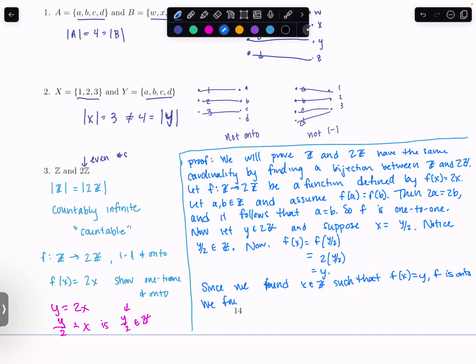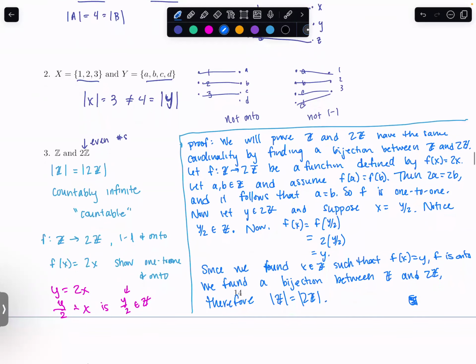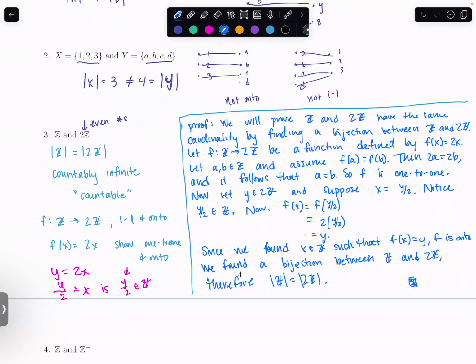We found a bijection between Z and 2Z. Therefore, the cardinality of Z is equal to the cardinality of 2Z. Ooh, it's hard for me to write those next to each other. So that's how you do this.